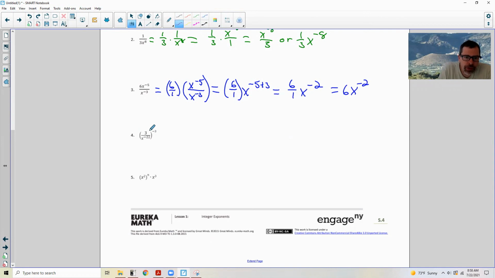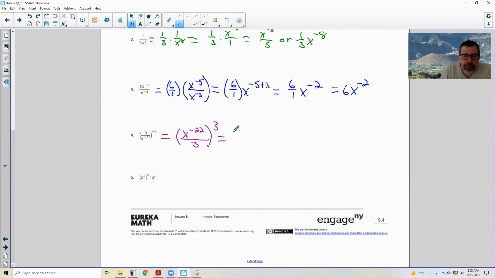Okay, number 4. Now notice there are parentheses here, so I'm going to address the parentheses first. I'm going to distribute 3 to the negative 3 is 3. First of all, I'm going to flip this. So disregard that. I don't want to distribute a negative. I'm going to take the reciprocal, which would be x to the negative 22 over 3. In doing so, the exponent outside becomes positive.